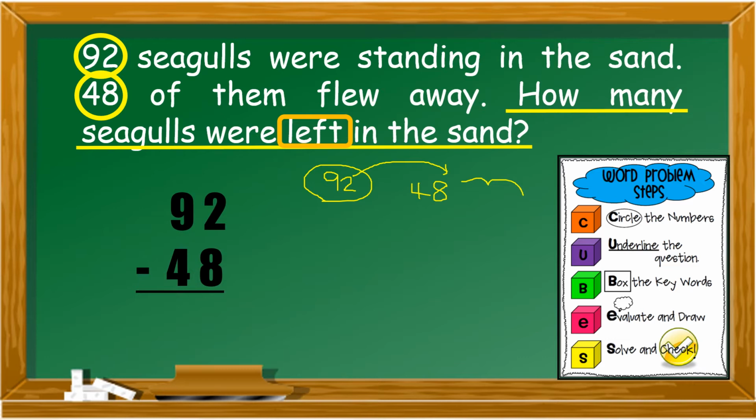Starting from the ones column. 2 take away 8. As we know, 2 is too small to take away 8. So that means we have to go to the next column and rename it as 8. We're going to take that one group of 10, break it up into tiny ones, and rename 2 as 12. Now, 12 take away 8. The difference is 4. Very good. 8 take away 4 is 4. And so 92 take away 48 leaves us with 44 seagulls. Excellent. Let's move on.